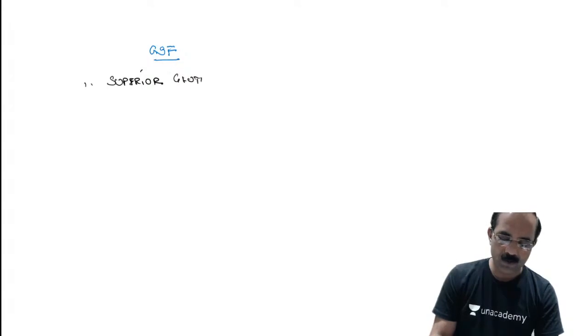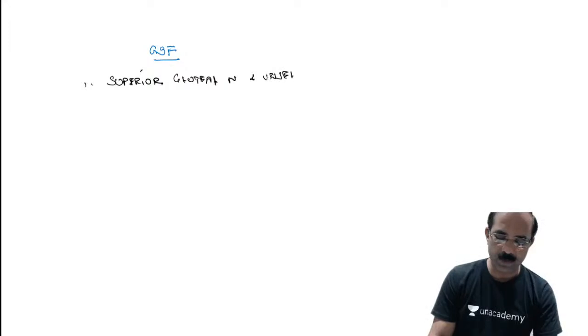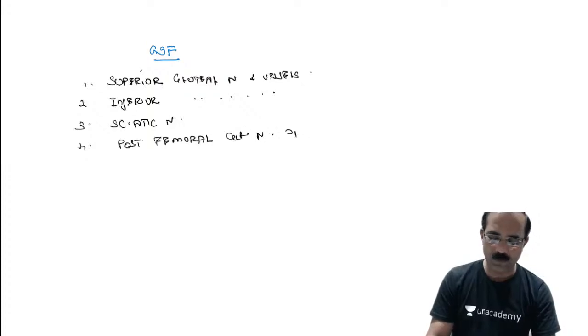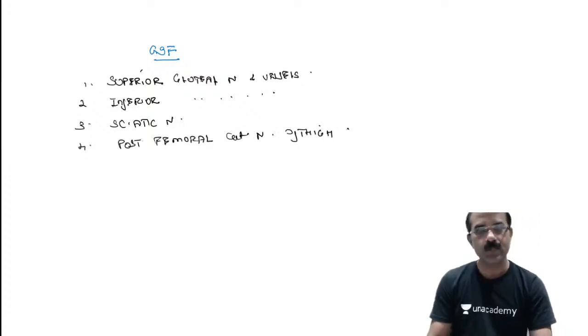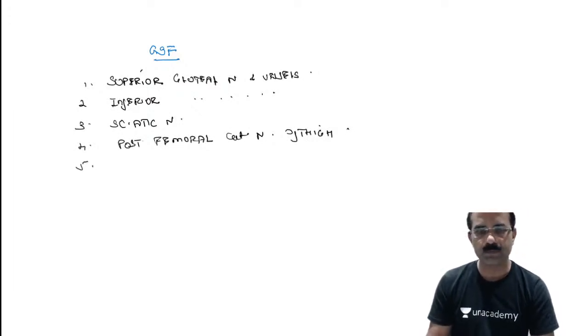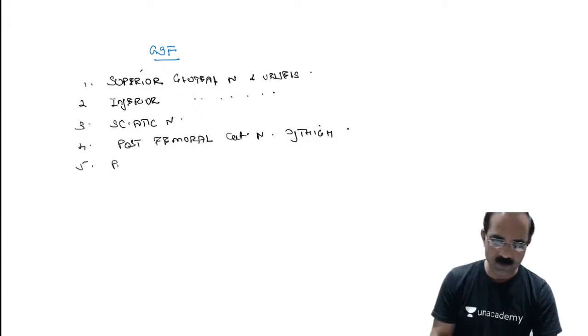One is the superior gluteal nerve and vessels. Second, inferior gluteal nerve and vessels. Third, sciatic nerve. Fourth, posterior femoral cutaneous nerve of thigh. Fifth, a muscle. I didn't write this: piriformis.